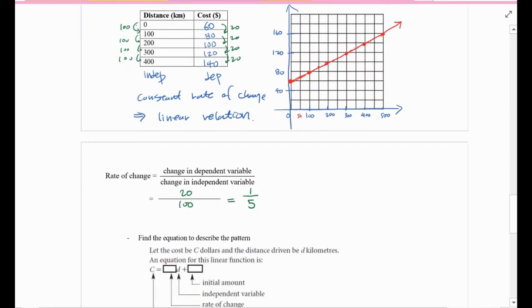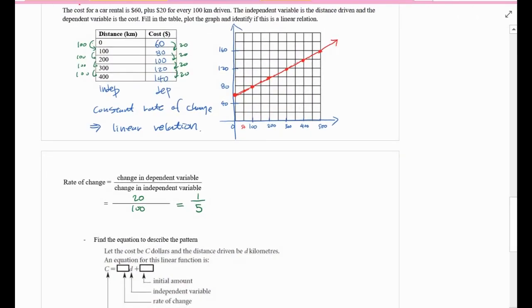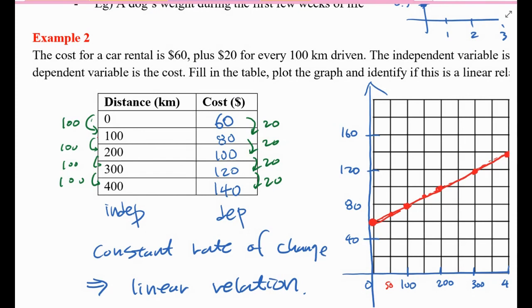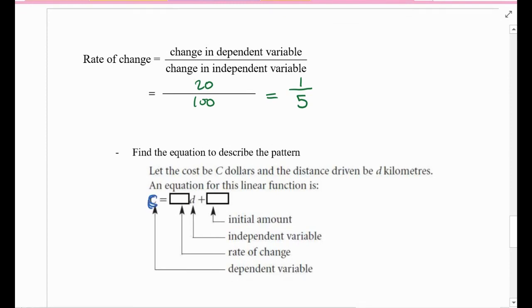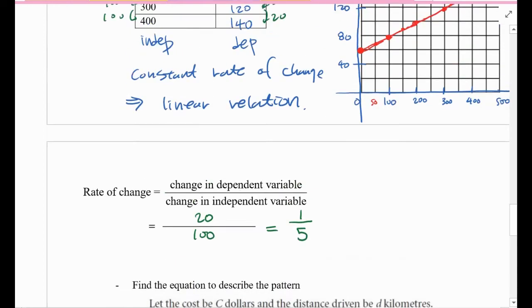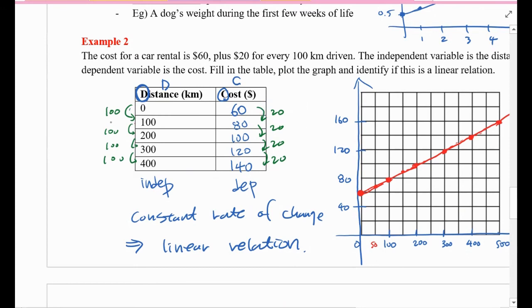So when you make an equation here, we first decide the variable. So I'm going to use D for the distance, C for the cost. So you start with C here. Start with C and write down D. You have 2 blanks here. And in front of D, you have to write the rate of change. The rate of change is 1 over 5. You don't write 20 because the distance is 100. The independent variable is increased by 100.